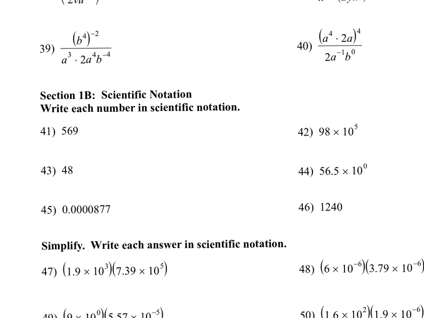Okay, then we're going to go down and talk about, in section 1b, scientific notation. When you write numbers in scientific notation, you're going to have a number times 10 to some power. So you'll have a number out in front, decimals, and usually some digits after the decimal. The rule on this number out in front is that it's got to be between 1 and 10. And the exponents can be positive or negative, and it's okay in scientific notation to have negative exponents.